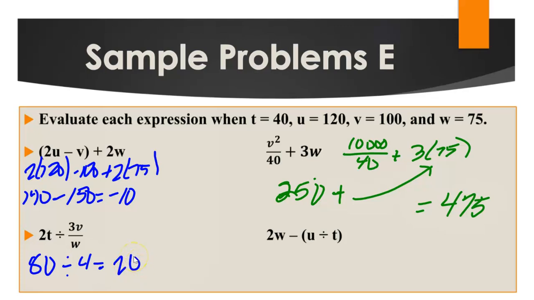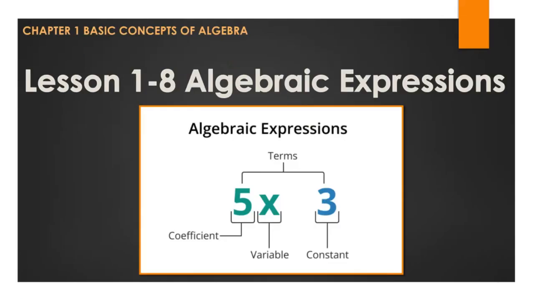And this other one, 2 times w, which is 150, minus u divided by t, 120 divided by 40 is 3. And 150 minus 3 would give us 147. So that is our lesson on algebraic expressions.